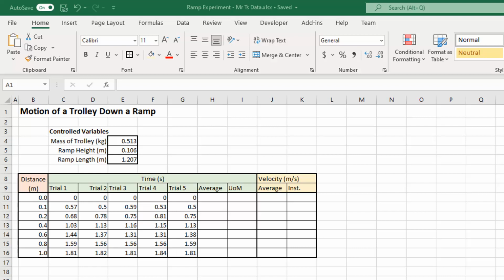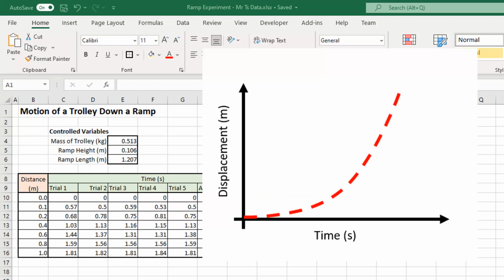All right, there's a fair bit to cover, so I'm going to get straight into how to process this information. Now, actually, before I get started, let's look at what we're trying to achieve. We're trying to build two graphs. We're trying to build a displacement time graph, and it should look something like this.